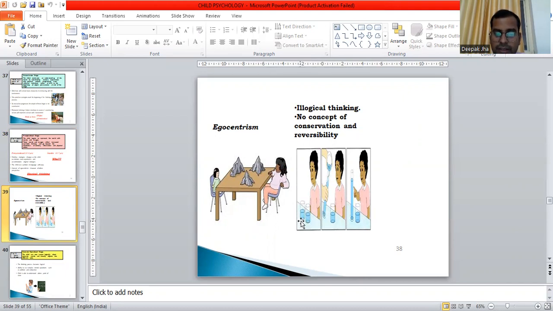Now, as adults, we can see that the amount of water poured from this glass into this glass should be equal. But when this question is asked to a child, he thinks that the water in the taller glass is more as compared to the water in the shorter glass. So this is the concept of no conservation and reversibility. The thinking is illogical. He sees only from his own perspective. If he thinks this jar is taller, he will just feel that the water is more in that jar as compared to any other situation wherein the same water was poured.